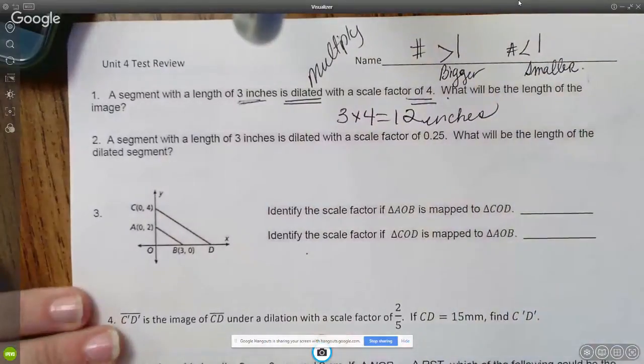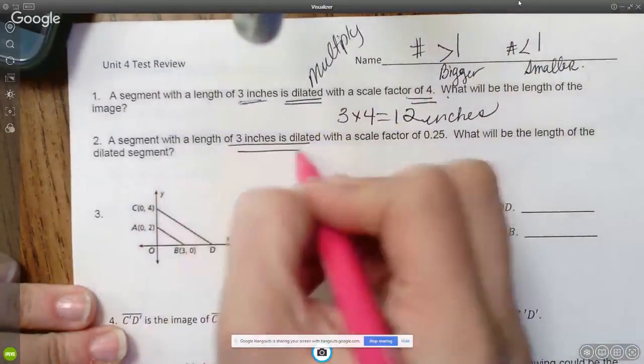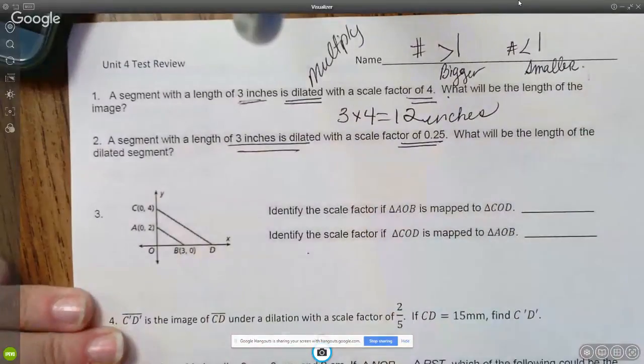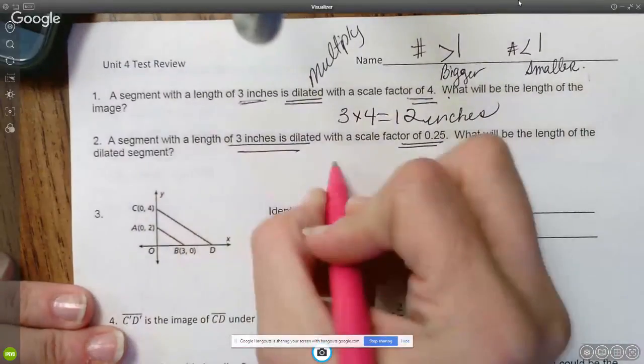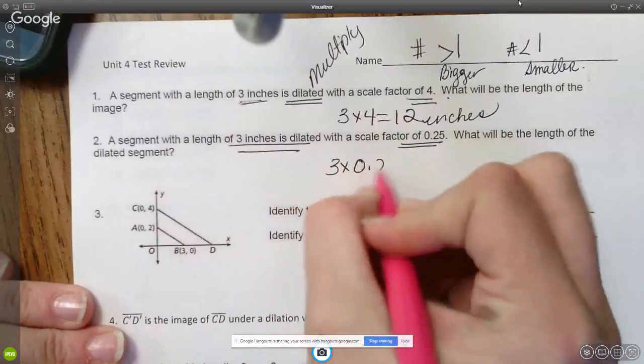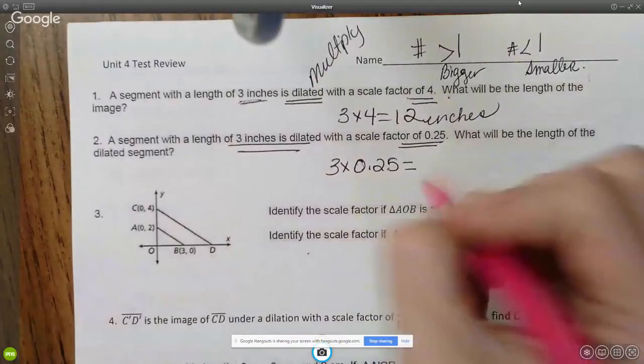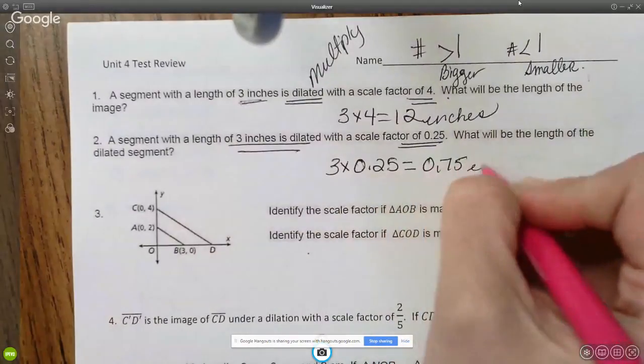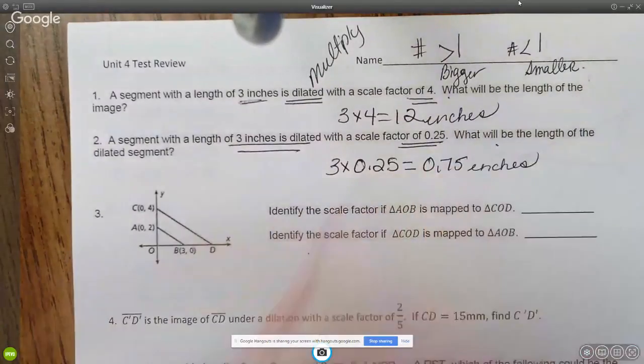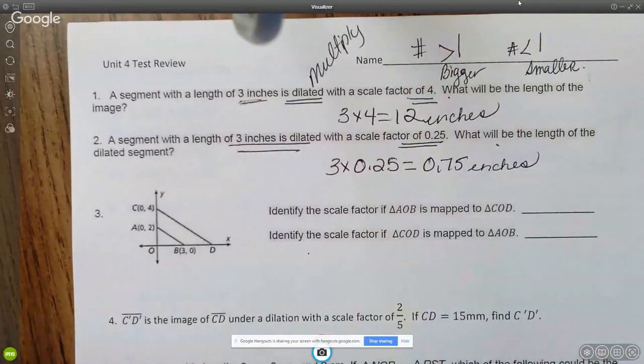A segment with a length of 3 inches is dilated at a scale factor of 0.25. What will be the length of the dilated segment? Again, all we're doing is multiplying, and we're going to get 0.75 inches.